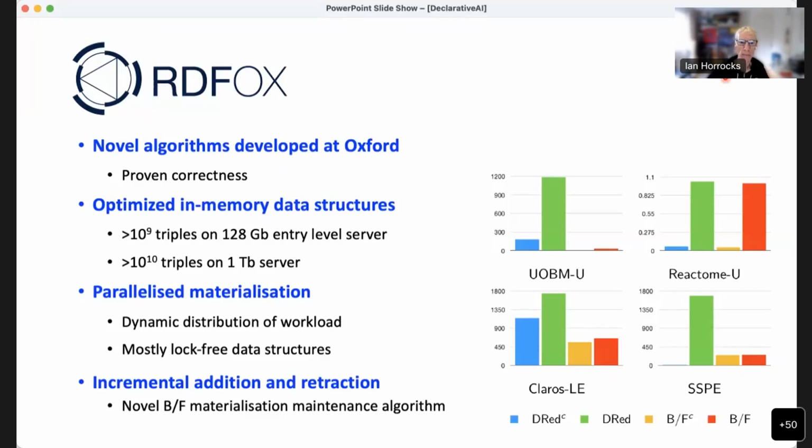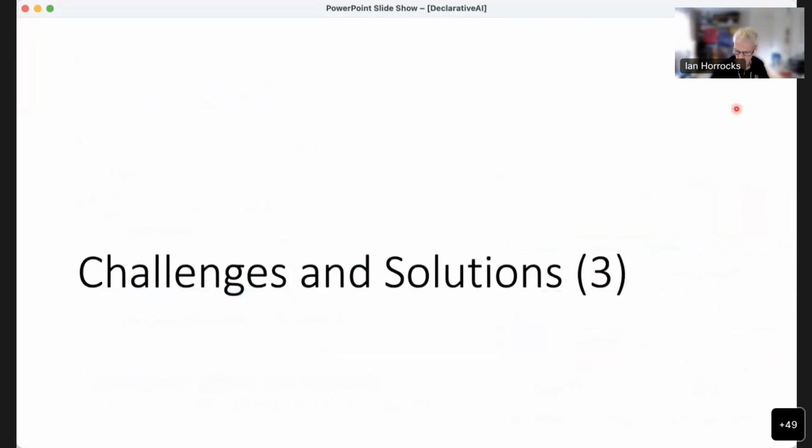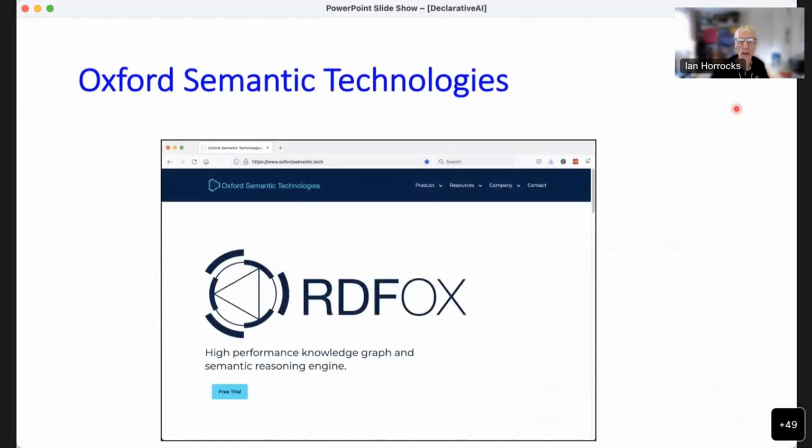and so we developed the BF algorithm, which interleaves the backward and forward phases in order to avoid over-deletion, and that works pretty effectively in practice. Okay, so time's getting a bit short, so I'm just going to whiz through this last part reasonably quickly and then leave some time for questions.